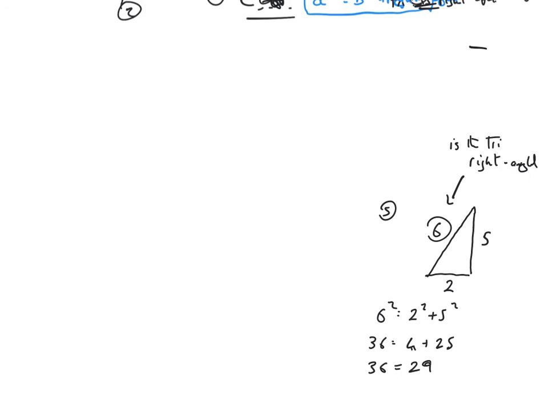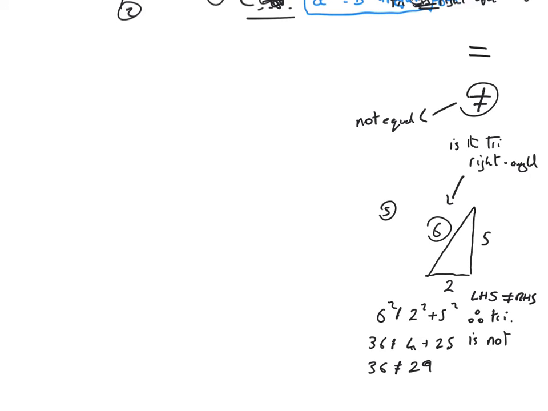So there's the equal sign. If we put a line through it, that then says not equal. Down here we know that 36 is not equal to 29, so let's backtrack. That is not equal, neither is that, and neither is that. So what I would say now is left-hand side does not equal right-hand side. Therefore, the triangle is not right-angled.